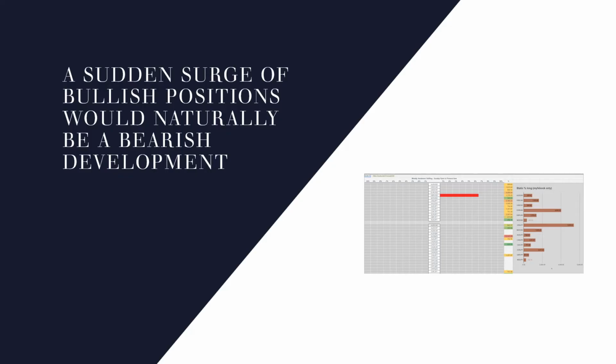Now, a sudden surge of bullish positions would naturally be a bearish development. A big surge all of a sudden, for whatever reason, probably news related, is going to be a bearish development. So you could check the sentiment heat map, and if you have a big increase, like an influx of positions, that's normally going to be quite a bearish development. Likewise, the other way would be a bullish scenario. If they sell very heavily, suddenly, it's going to be a buy opportunity. So the sentiment heat map might be quite good for you guys.